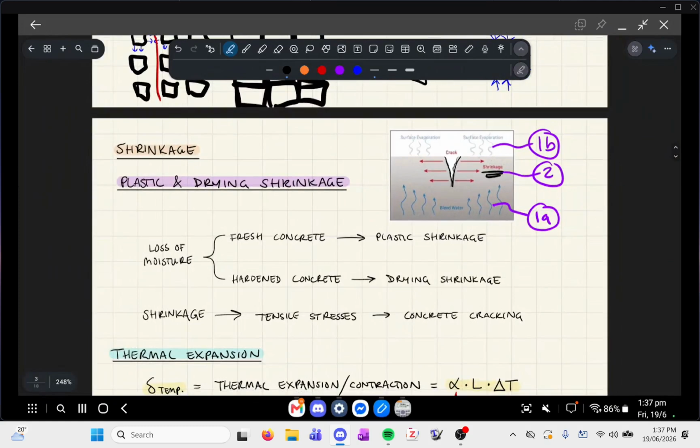Any questions? Oh, sorry, that's basically what I was trying to explain there. So you've got shrinkage, it induces these tensile stresses, which results in the concrete cracking, okay?